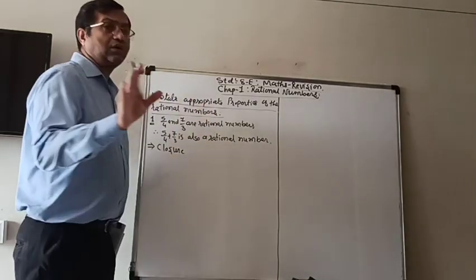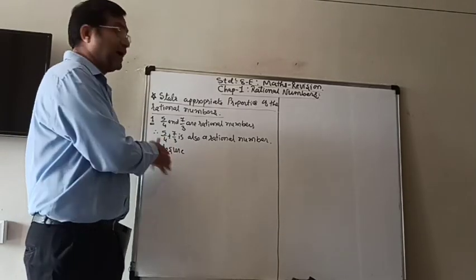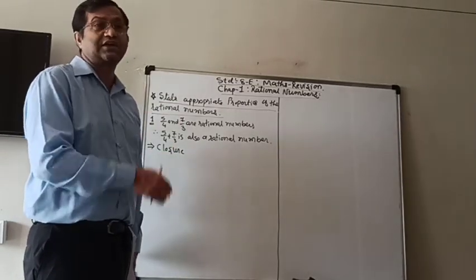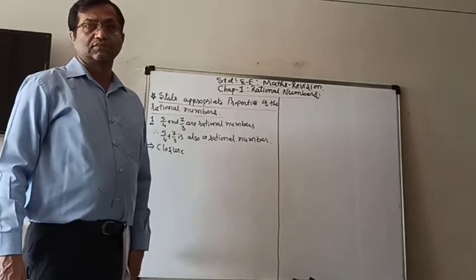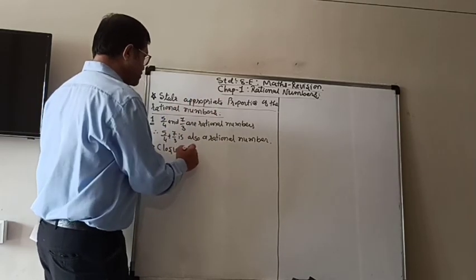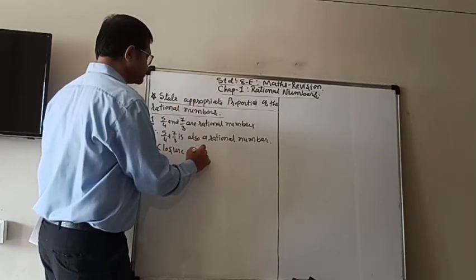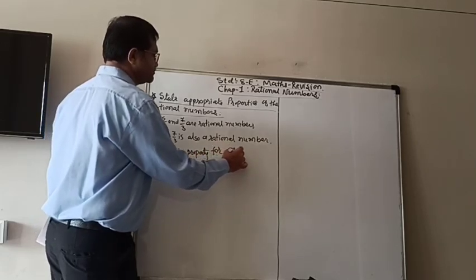Just you have to write down the property's name. You don't have to add 5/4 plus 7/3, taking LCM and then find the answer. So just read carefully that we have to find only the name. So closure property for addition.